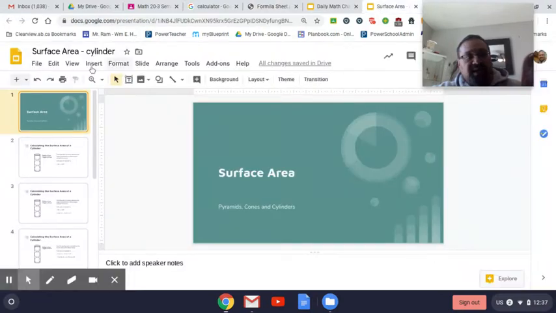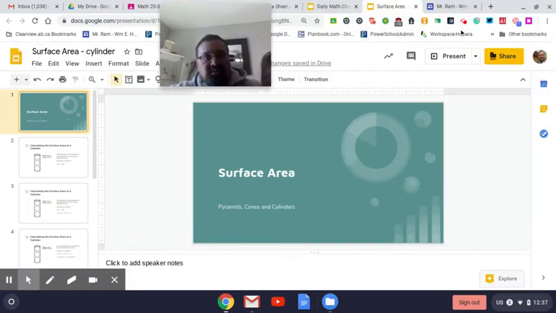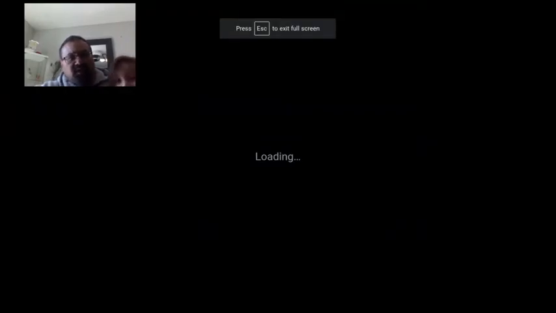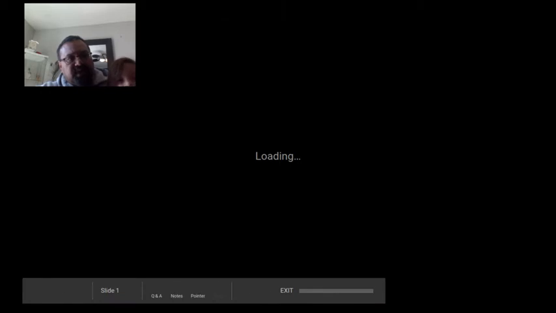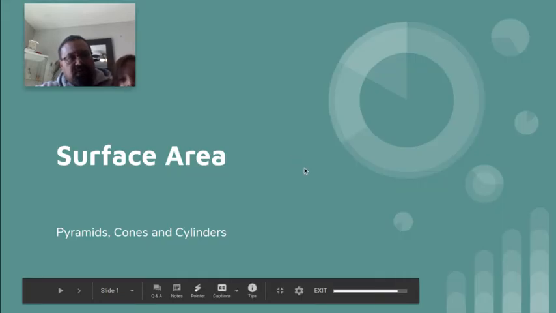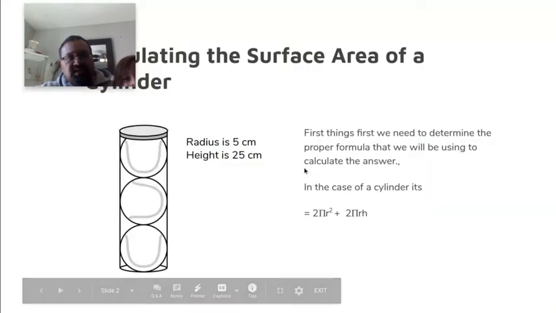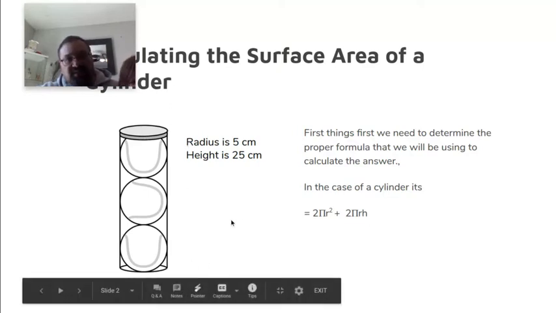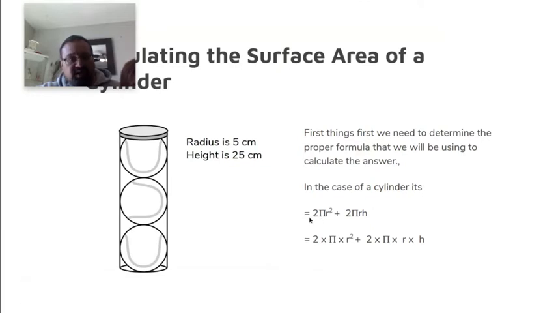Now going back to our actual piece. Going through a problem for you to remember how to do it as a review. Like I said, we're taking a look at cylinders. So I've taken a cylinder here. The radius is 5 centimeters. The height is 25. And here's the formula: 2 pi r squared plus 2 pi r h.